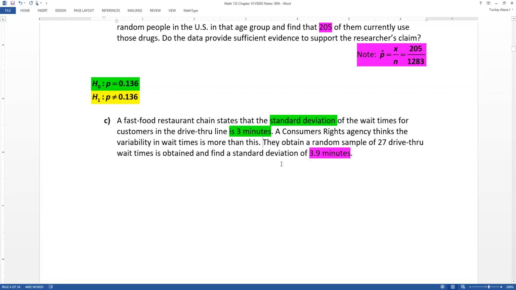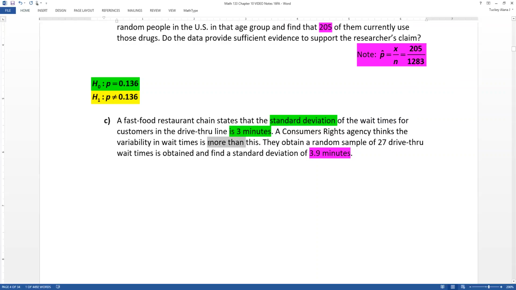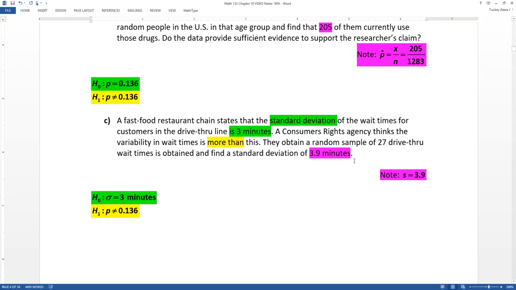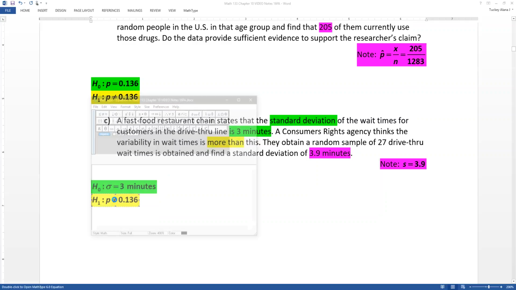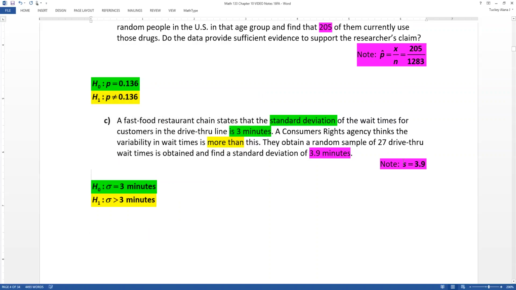Now, where's the alternative? Well, the alternative is in this word right here, more, or more than. So they think it's more than, that would give you your alternative hypotheses. So our null hypothesis is 3 minutes, sigma equals 3 minutes, because this is standard deviation. Our alternative hypothesis is the more than. So we're going to say that sigma is more than 3 minutes. And then the s part is the 3.9, which we're going to use to test that. So it's not part of the hypotheses, it's part of later stuff.